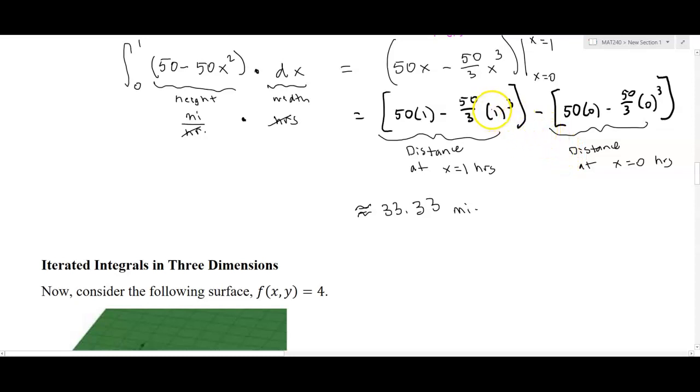So now we're going to push along to iterated integrals in 3 dimensions, and I think this is a great point to stop the video, and we'll come back in the next segment to address how we would do iterated integrals in 3 dimensions.